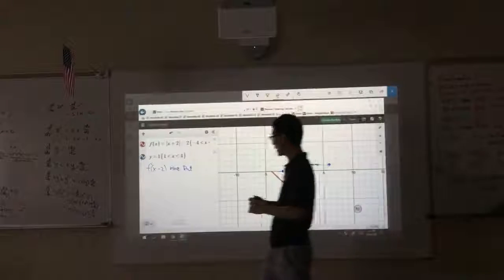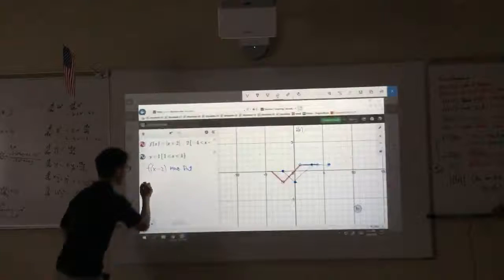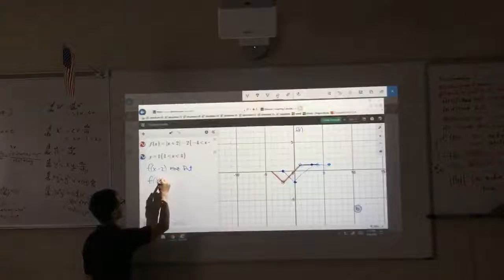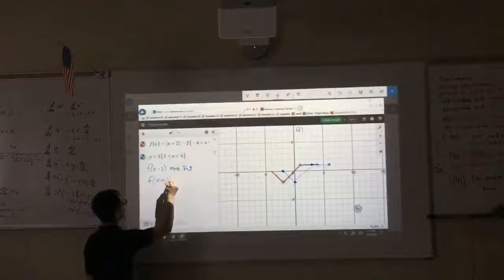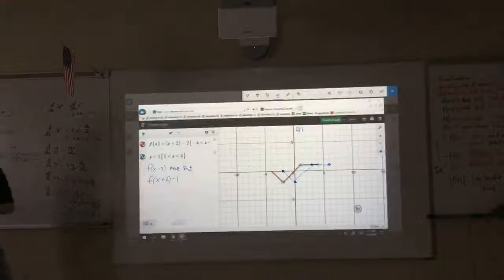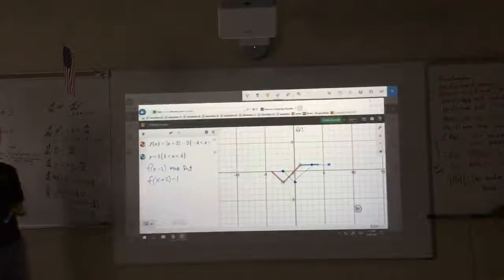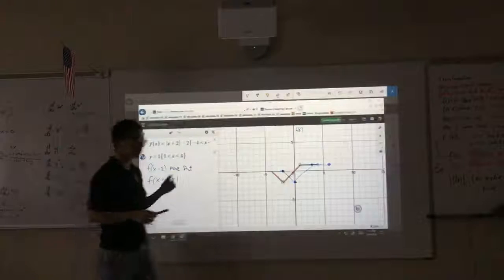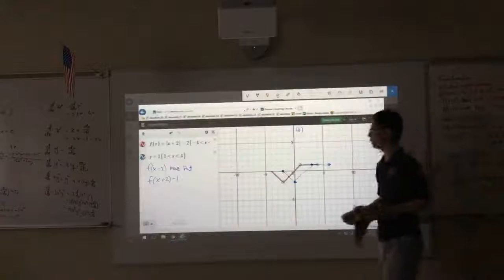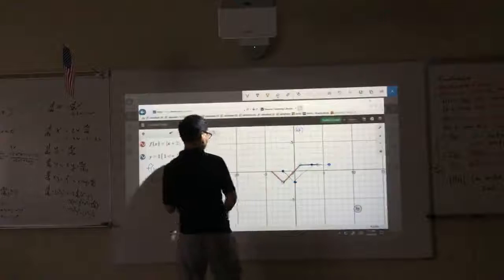Now I want you to think about the next one. I want you to think about this one here, f of x plus 2 minus 1. To the left 2 and down 1. So here's the thing though: do I move left 2 first and down 1 second, or do I move down 1 first?